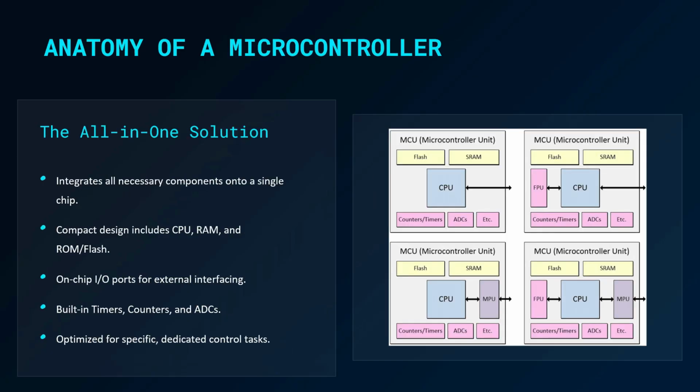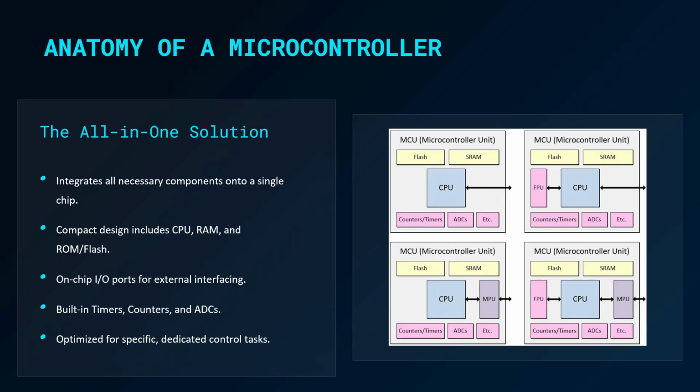A microcontroller, often abbreviated as MCU, is a compact integrated circuit designed to control specific operations within embedded systems. A microcontroller integrates the CPU along with memory and peripherals on a single chip. This typically includes program memory such as ROM or flash, data memory such as RAM, input-output ports, timers and counters, analog-to-digital converters, and communication interfaces like UART, SPI, and I2C.